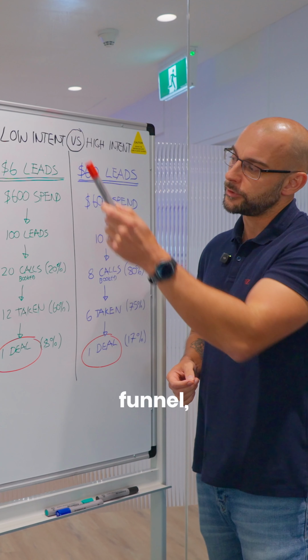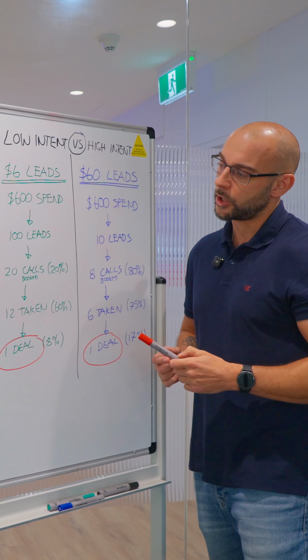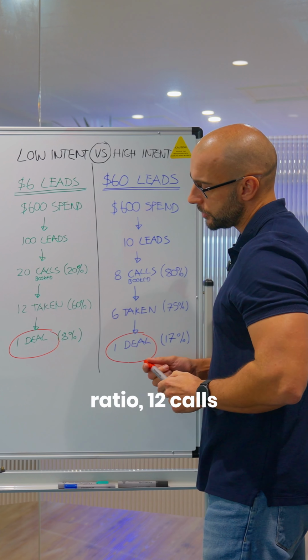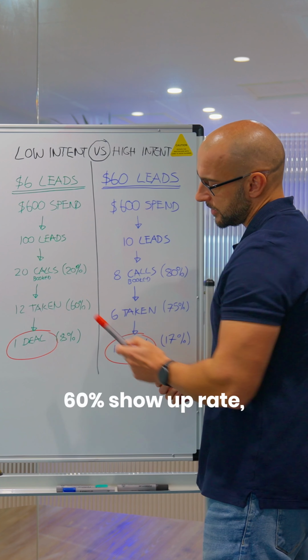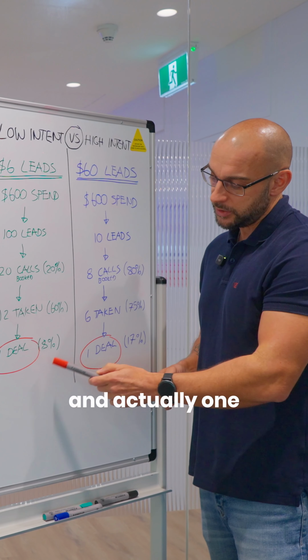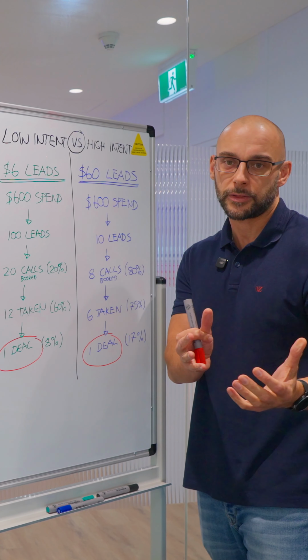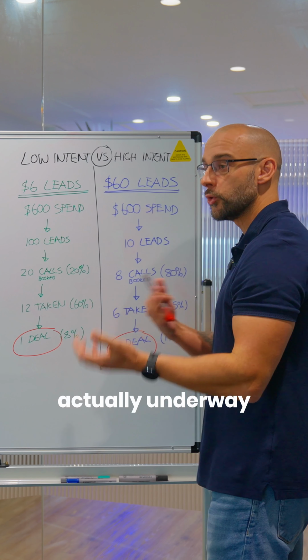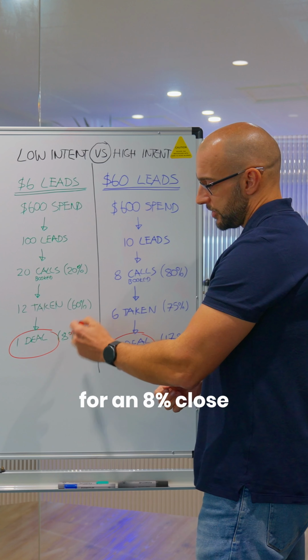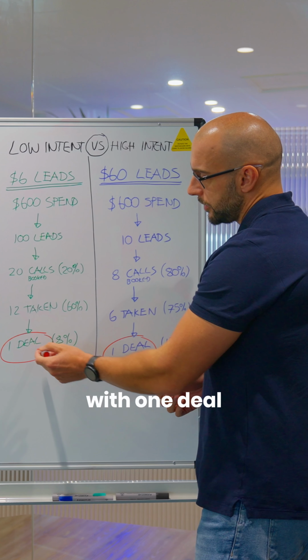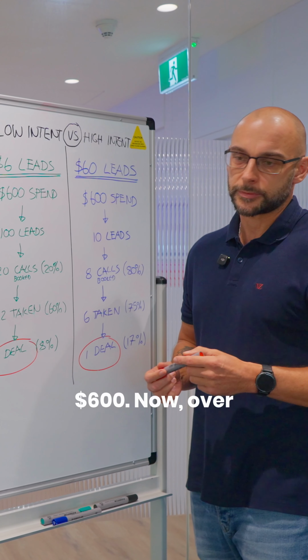With this low intent funnel, you might see from a $600 ad spend, 100 leads, 20 calls booked at a 20% ratio, 12 calls taken at a 60% show up rate, and actually one deal closed, not closed, but in terms of one deal progressing through your business, you're actually underway for an 8% close rate, okay? Nothing wrong with that, and effectively you've ended up with one deal progressing for $600.